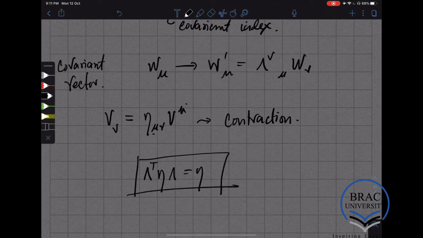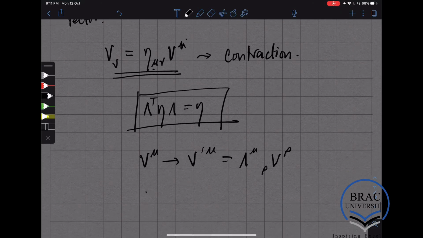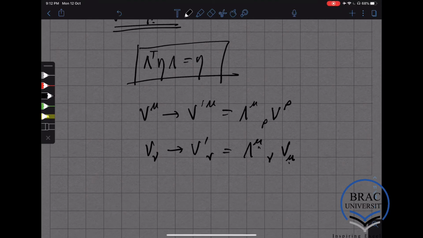Now you can use this in this equation to show that if v of mu transforms as a contravariant vector, that is v prime mu is equal to lambda mu rho v of rho, then v downstairs of nu transforms as a covariant vector. Of course, the repeated indices don't matter. What we call it, mu, nu, alpha, beta, doesn't matter because we are summing over them. It is an example of what is known as a dummy index.